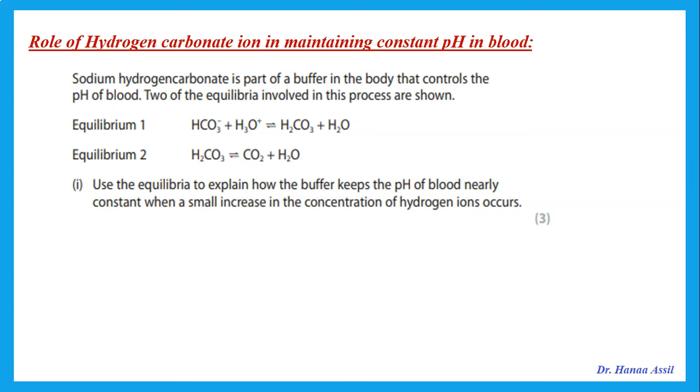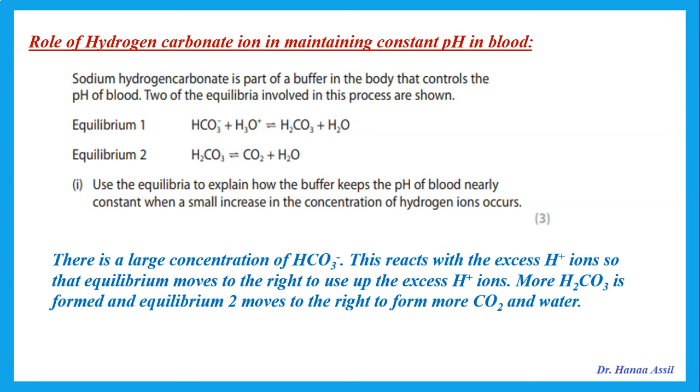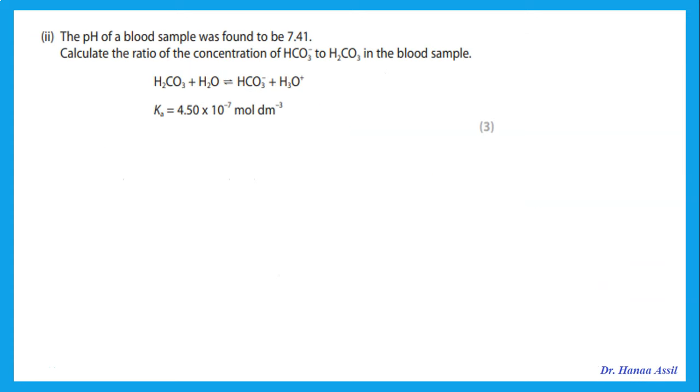The carbonic acid then dissociates to give CO2. Use the equilibria to explain how the buffer keeps the pH of blood nearly constant when a small increase in concentration of hydrogen ions occurs. So if we're adding H+ ions, then there is originally a large concentration of HCO3-. So this reacts with the excess H+ ions so that equilibrium moves to the right to use up the excess acid. Now that means more H2CO3 is formed. The equilibrium 2 moves to the right to form more CO2, so this is released out of the body.